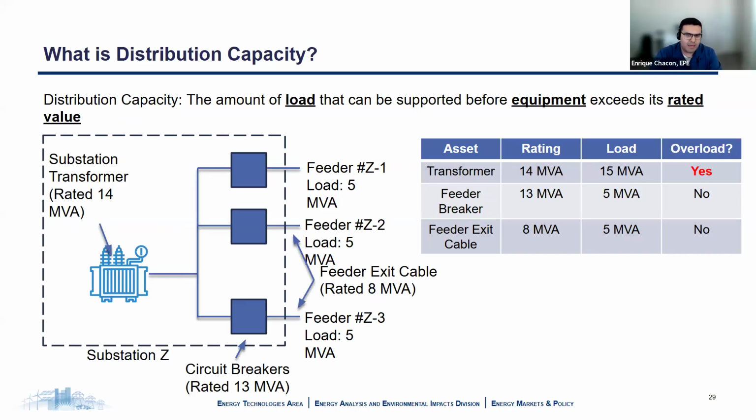So in the table, you have essentially a couple of assets here: transformers, feeder breakers, and the feeder exit cable. Each of them have their respective ratings. So the transformer is 14 MVA, the feeder is 13, and the feeder exit cable is 8 MVA, and you have the respective load values. So only for the first row, the transformer, do you have an overload. So essentially, the load exceeds the rating of the asset. And so that's what we would consider to be an overload of the equipment. Next slide, please.